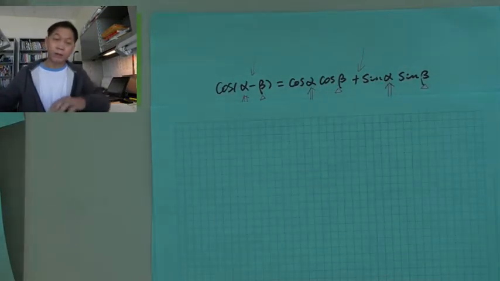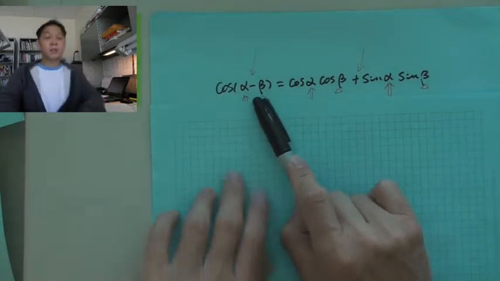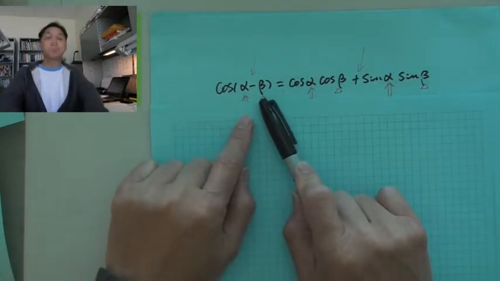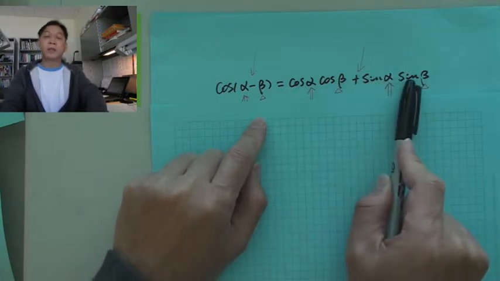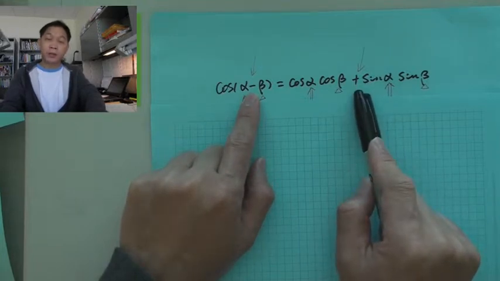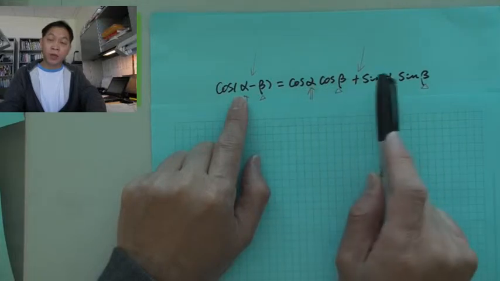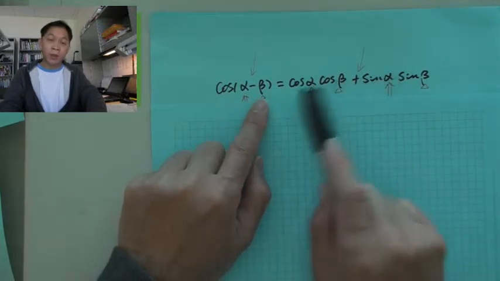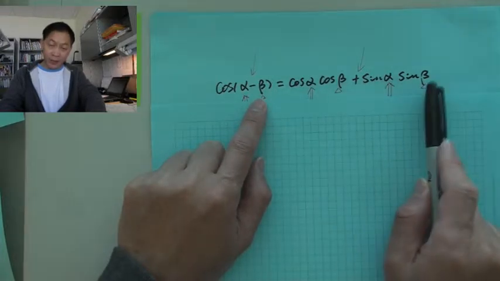Previously, we have talked about cosine alpha minus beta is cosine, cosine, sine, sine. And here is plus, here is minus. And then alpha is first, so you put alpha, alpha. Beta, second one, so you have beta, beta, beta.